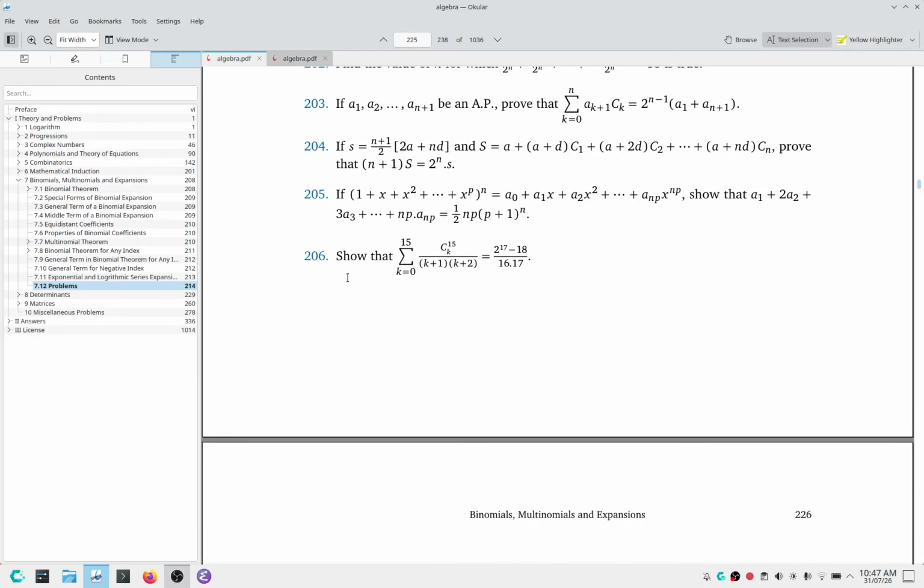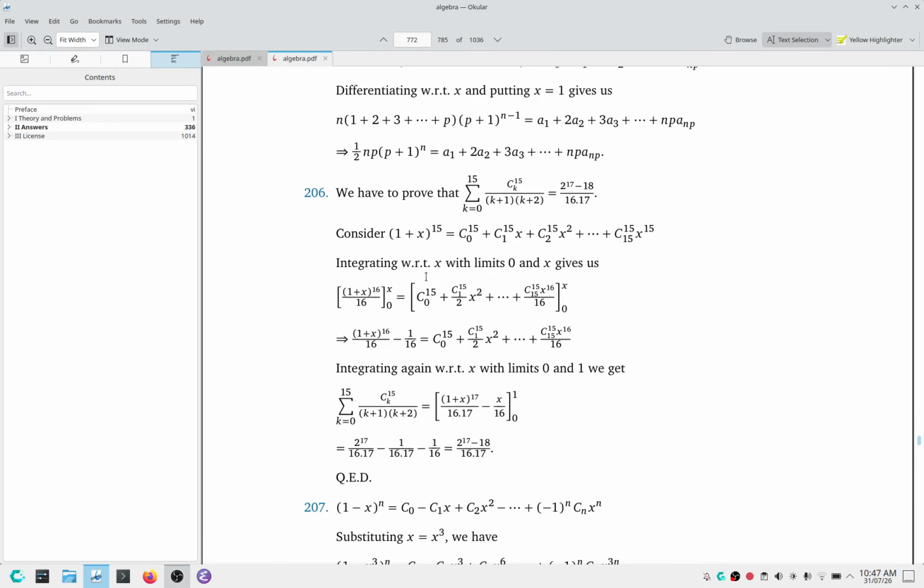Okay. Question 206 says that show that sigma k is equal to 0 to 15 15Ck upon k plus 1 times k plus 2 is equal to 2 to the power 17 minus 18 upon 16 times 17. So we consider 1 plus x to the power 15, which is 15c0 plus 15c1x plus 15c2x square up to 15c15x to the power 15. We integrate with respect to x with limits 0 and x.